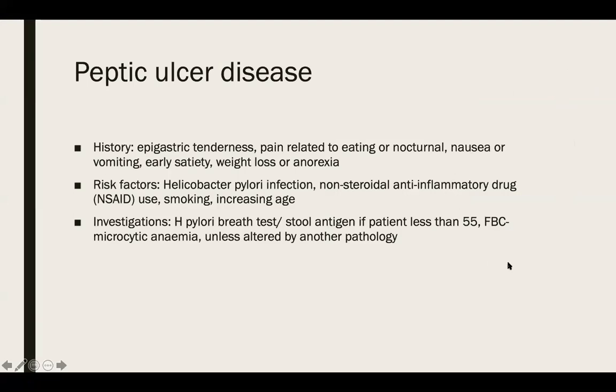So the most important investigation we have to do is the H. pylori breath test. But it's only if patients are aged less than 55. Why is that? Do we know why we would only, as a first test, use the H. pylori breath test for patients under 55? Why not for patients over 55?